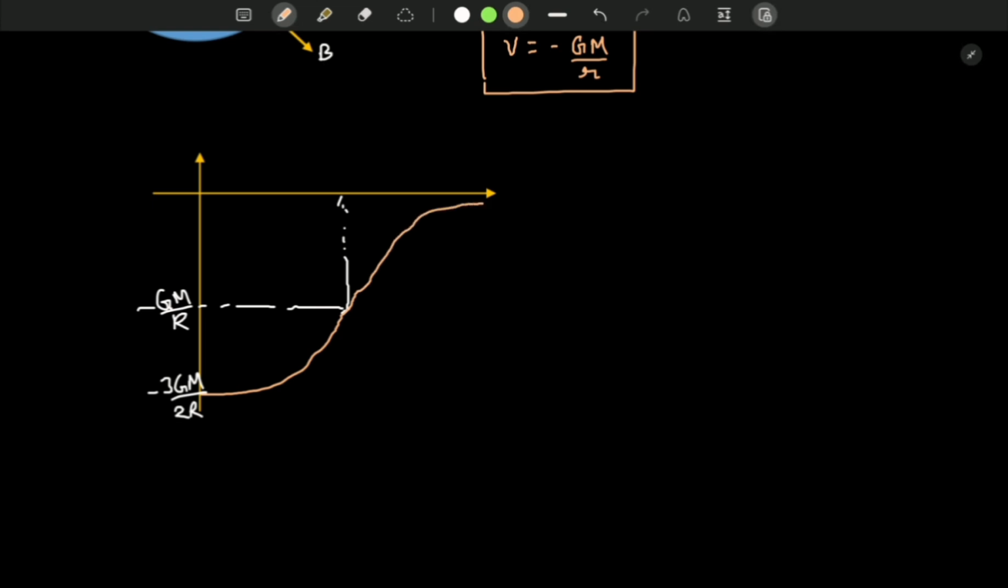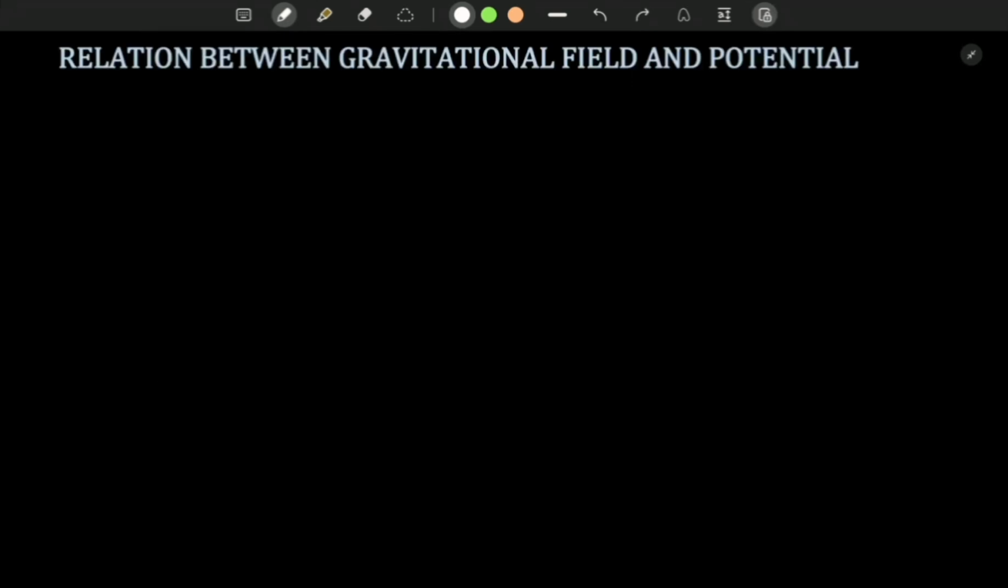After that, it is inversely proportional to r. So this will be the graph. Now for any outside point, we can assume that all the mass is situated at the center. Hence we can write the potential for that point. Next we will learn about the relation between gravitational field and potential.